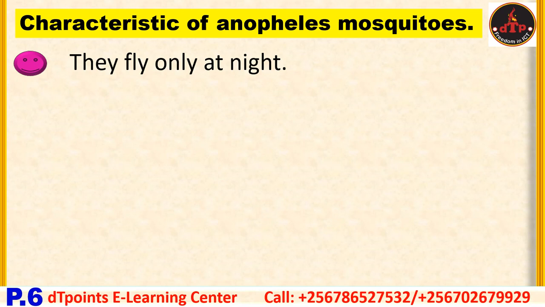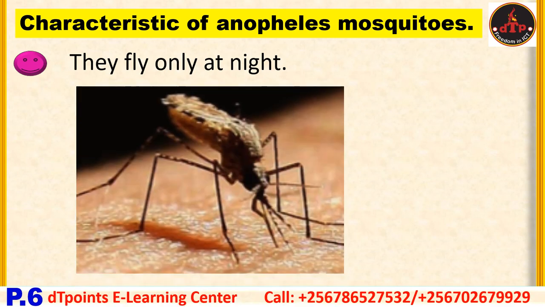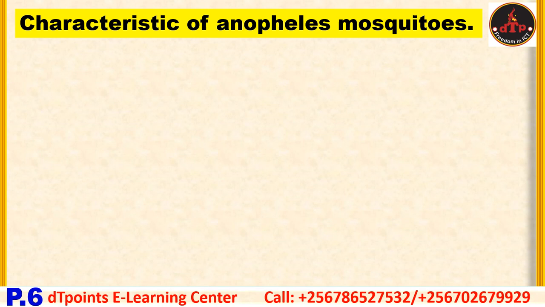So the other characteristic is that they fly only at night. Anopheles mosquitoes fly only at night. Remember, I said that they suck blood. Therefore, they do this when people are sleeping. That's when they come out and begin sucking blood from people. So that is the female Anopheles mosquito. It is lying in a vertical position.